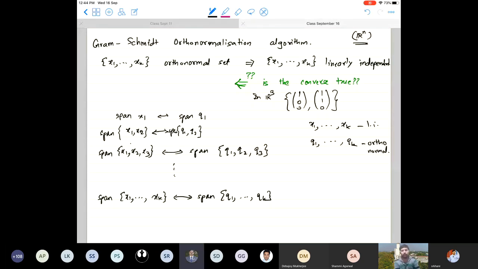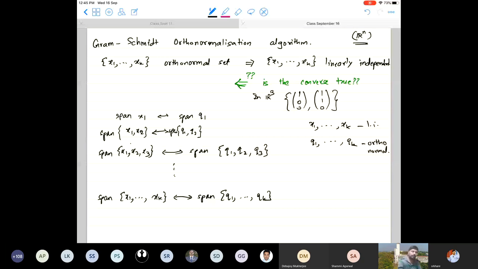So you start with x1, then you construct the first vector q1 such that x1 and q1 have the same span. Then you go to x1 x2, then you construct the vector q2 from q1 and x1 x2 in such a way that span of x1 x2 matches with span of q1 q2, and so on and so forth. You do this all the way up to the kth stage, then you actually have an orthonormal set q1 q2 up to qk, which will have exactly the same span as the linearly independent vectors x1 x2 up to xk. Do you understand what is happening really here?